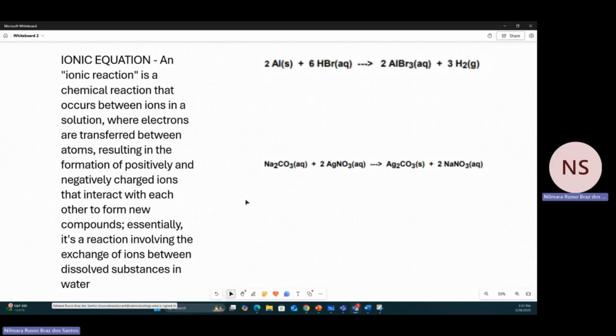So an ionic equation or ionic reaction is a chemical reaction that occurs between ions in solution, as the name says. That's an ionic reaction, right? So electrons will be transferred between atoms, resulting in the formation of a new product, because we're going to have positive and negative charged ions that will interact with each other, forming a new product. And we need to show that.